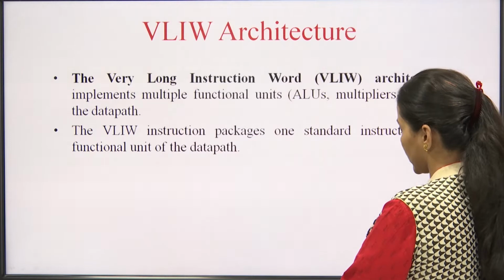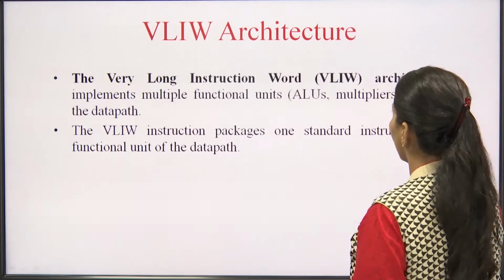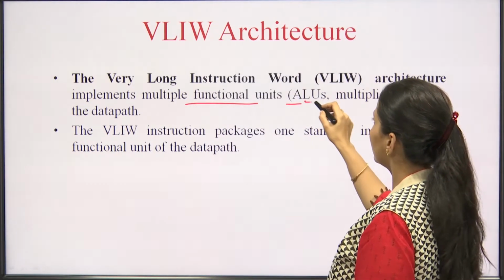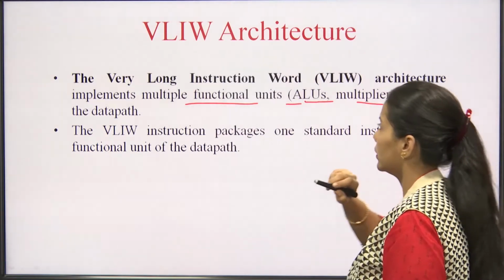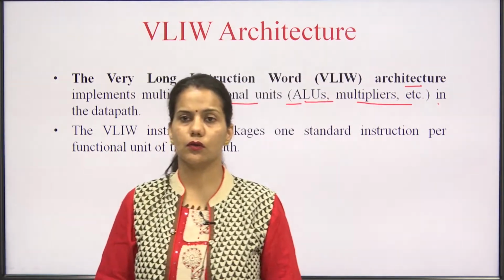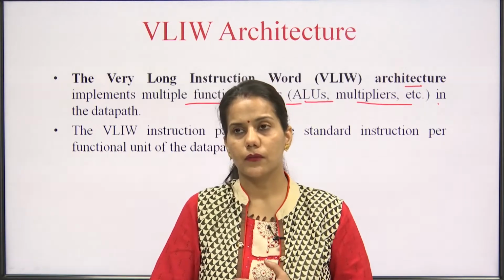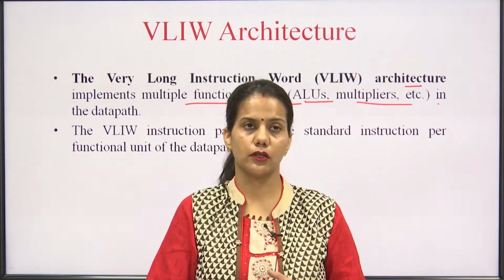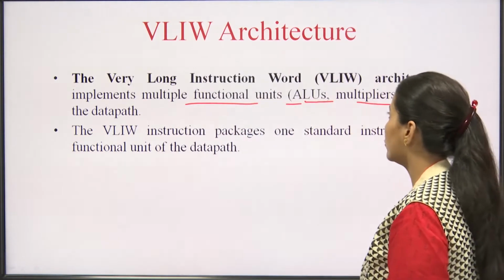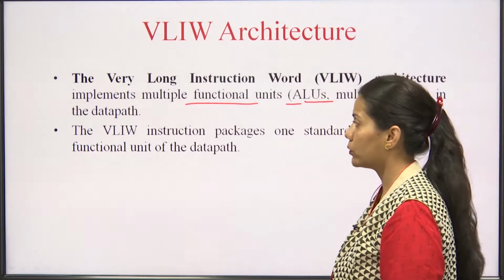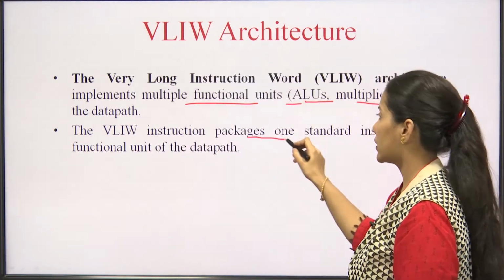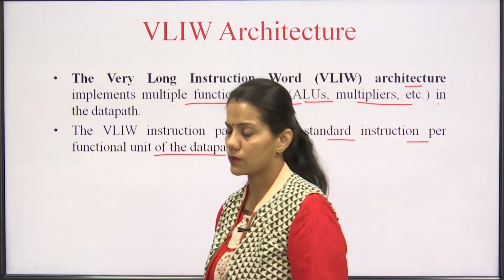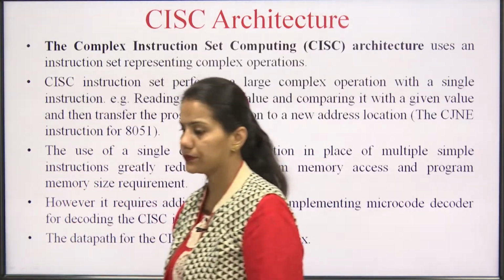VLIW architecture, that is the very long instruction word architecture. It implements multiple functional units, ALUs, multipliers, etc. in the data path. So, this is a very important, very good architecture that can be used while implementing higher order of data, the large data. In that case, the ALU units and the multipliers play a very important role. VLIW instruction packages one standard instruction per functional unit of the data path. So, this is how this architecture works.